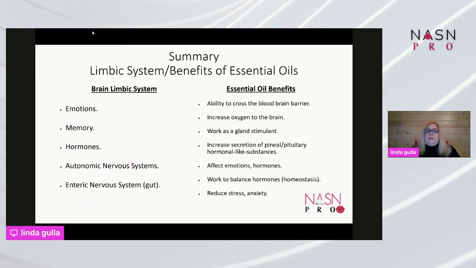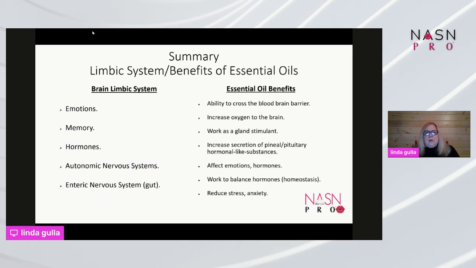So we're going to sum it up here with the limbic system and benefits of essential oils. The brain limbic system works with emotions, memory, hormones, the autonomic nervous system, and the enteric nervous system, which is the gut. The benefits of essential oils also include the ability to cross the blood-brain barrier.